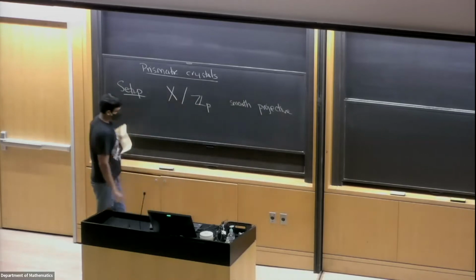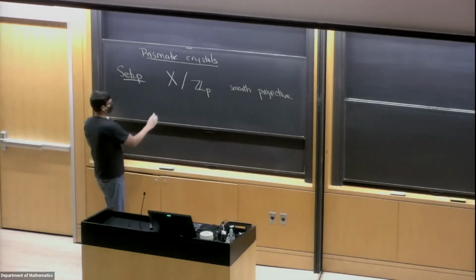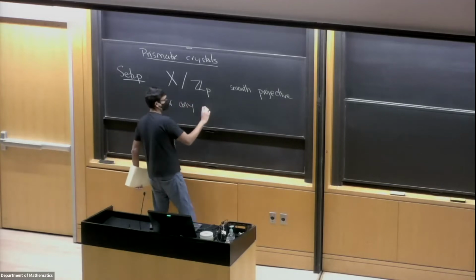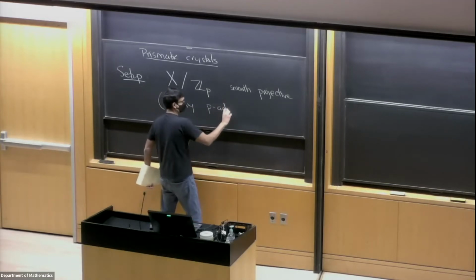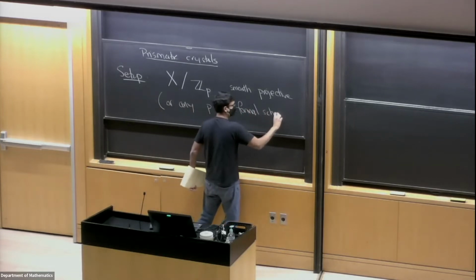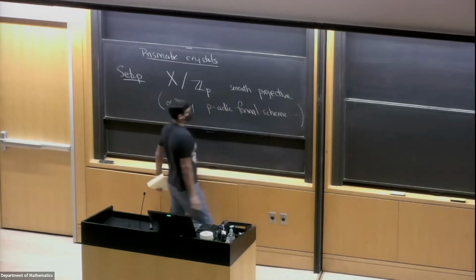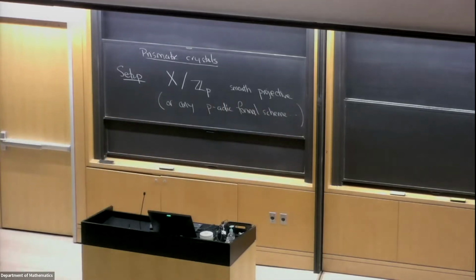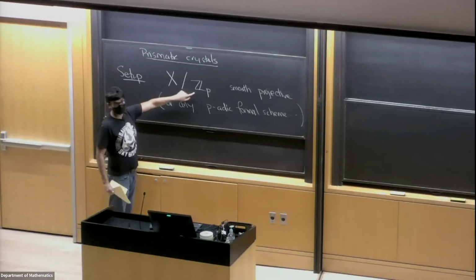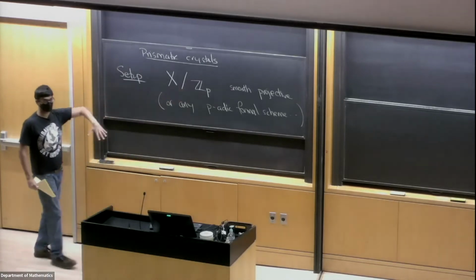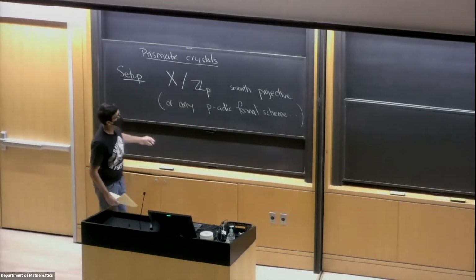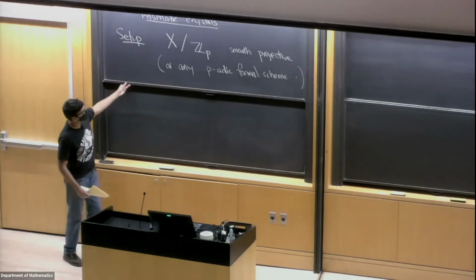For the experts, really all I need is that X could be any p-adic formal scheme. So actually most of what I'm going to say is already interesting today in the case when X equals Z_p. So there's somehow no geometry in the situation. It's all about the arithmetic. That would also probably help people that are not algebraic geometers to follow what's going on.